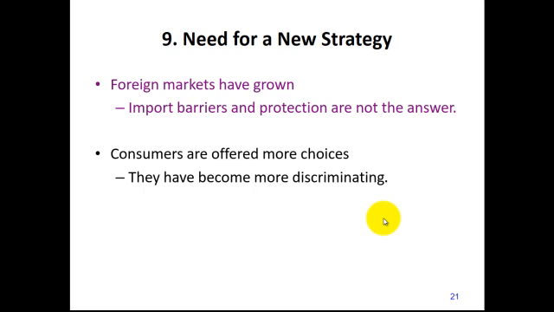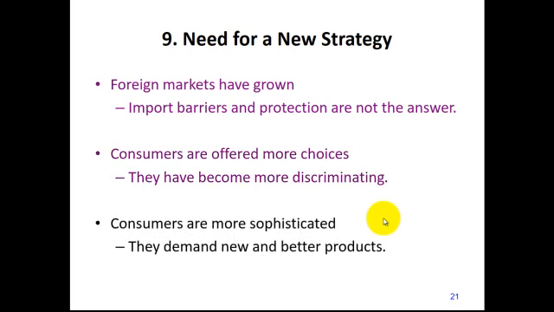Customers are offered more choices. They have become more discriminating, and there are a lot of choices for the customers. So it is very difficult to convince customers. And there are a lot of performance factors, not only cost and quality. On time delivery, goodwill, and social factors are also being incorporated in the quality. Consumers are more sophisticated. They demand new and better products.